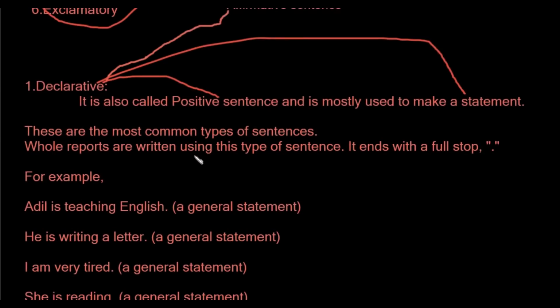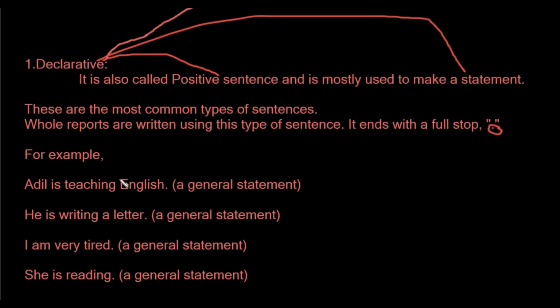All right. So these are the most common types of sentences. Obviously these are the most common types, like it will be used like 80 to 90% everywhere, like in writing, reading, or everywhere. I mean that. So the whole reports are written using this type of sentences, obviously, and it ends with a full stop. Okay, the main thing, it ends with a full stop. For example, Adil is teaching English.